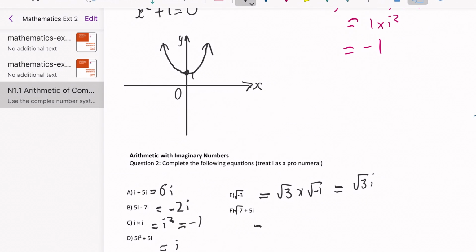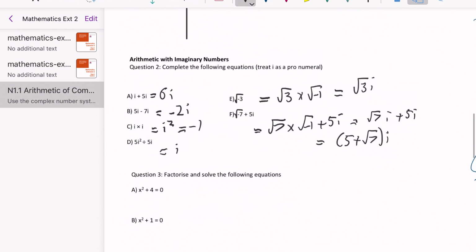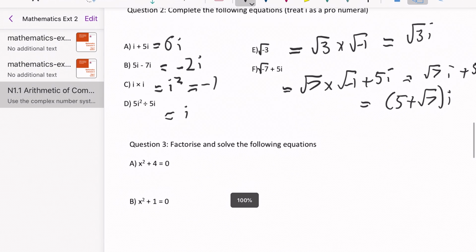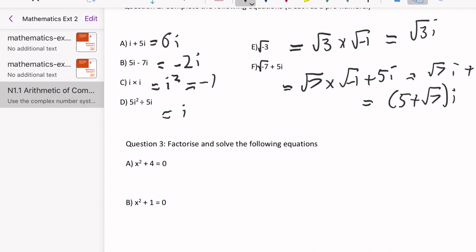F is similar. We've got a root of negative 7, so we can write this as root 7 times root of negative 1 plus 5i, which is equal to root 7 i plus 5i, which is equal to 5 plus root 7 i. Question 3 is a bit more tricky. We're going to use the concept of i to factorize and solve the following equations.